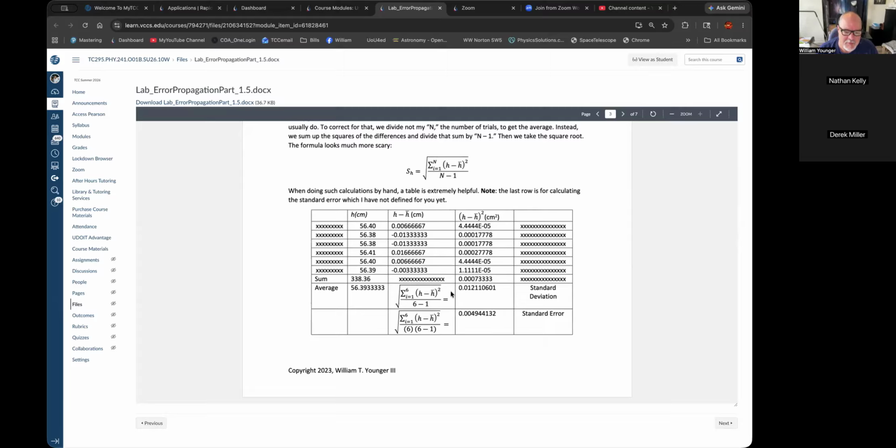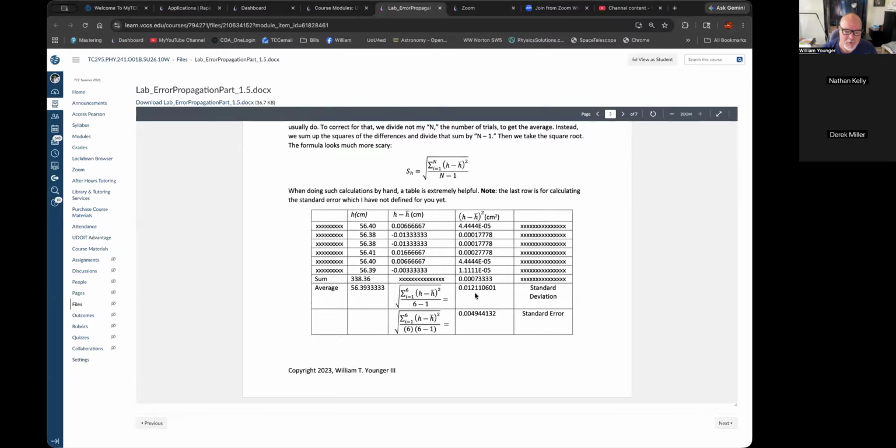Now, if we take that sum and divide it by 5, 6 minus 1 is 5, and then take the square root, we get 0.012110601. Now, if we take that number and divide by the square root of 6, we get 0.0049444132. This is your standard error. This is your standard deviation.